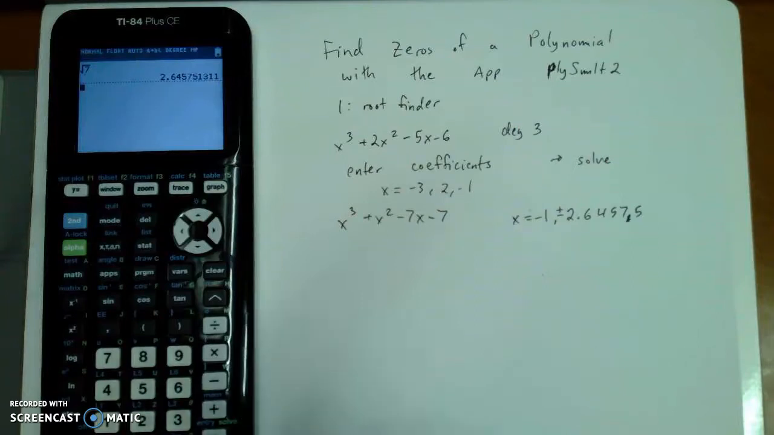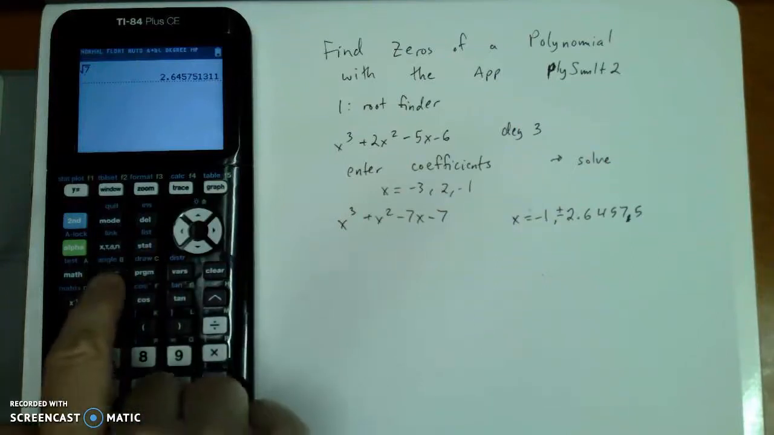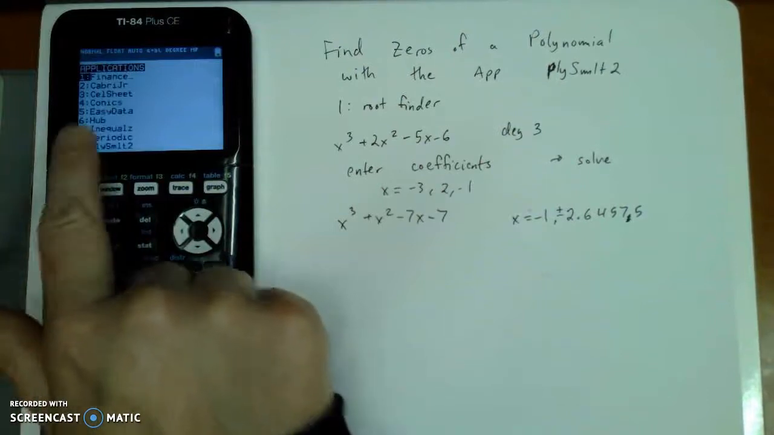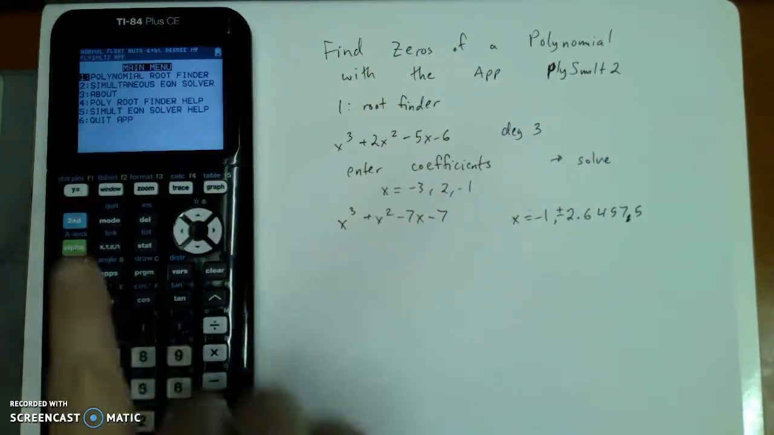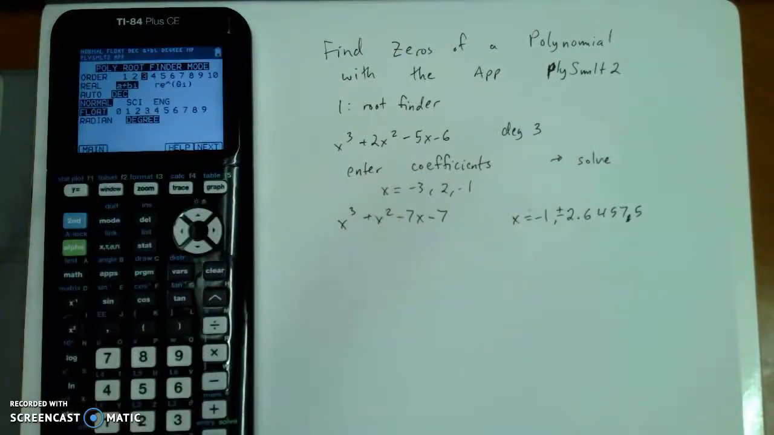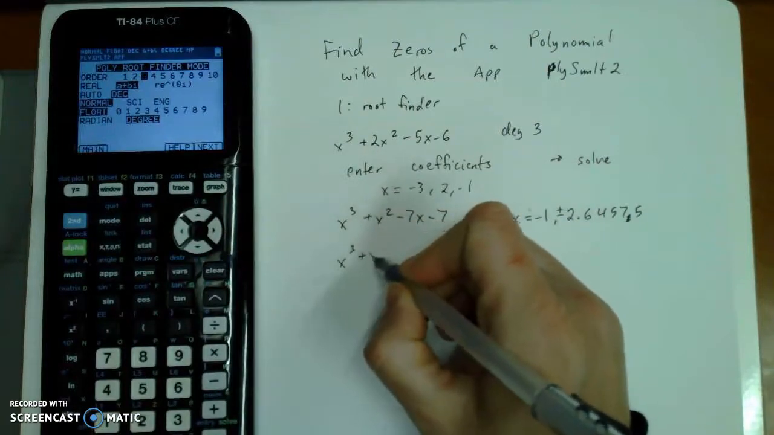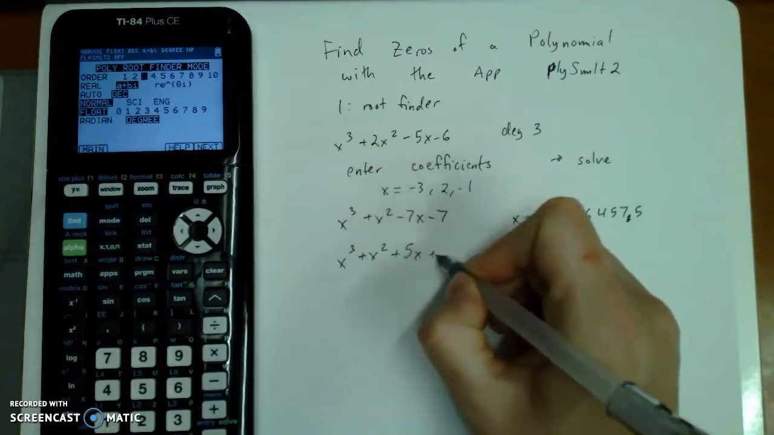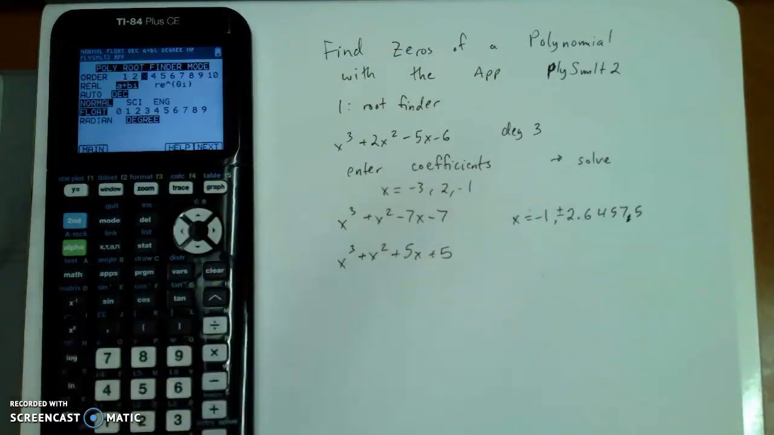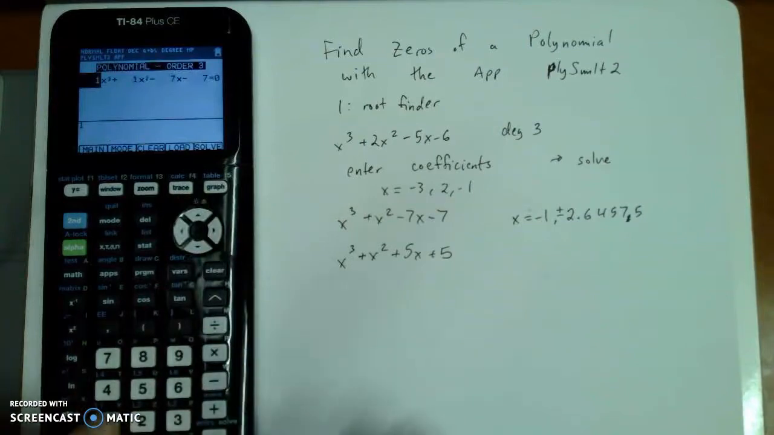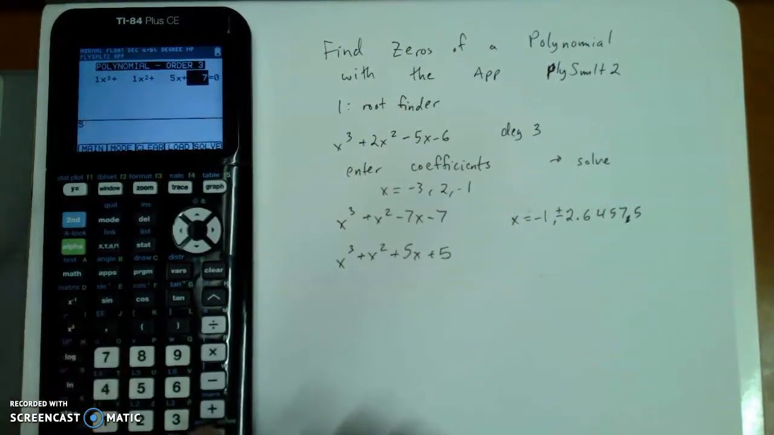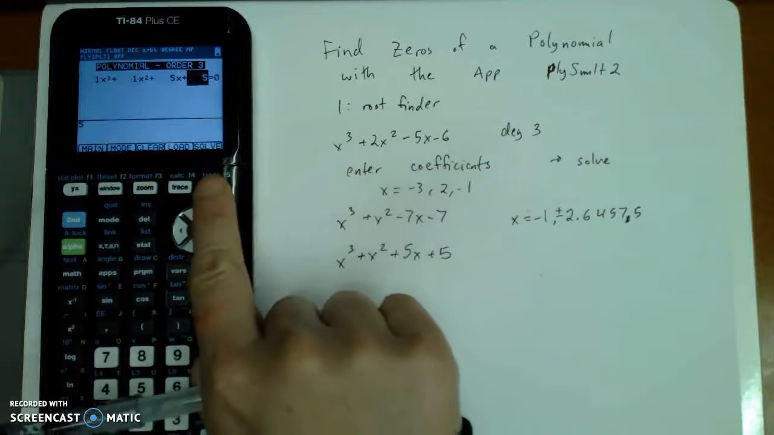Let me do one more example then with my app. So since I exited the app menu, let's go back in. So apps, and it's that PlySmlt, so option 9. And then I want the root finder. And again, I'm not going to change any of my settings. This time, let's do x cubed plus x squared plus 5x plus 5. So it's still order 3. And let's enter those in. So 1, plus 1, plus 5, plus 5. And again, double check, make sure I've entered everything in correctly. And then let's hit solve.